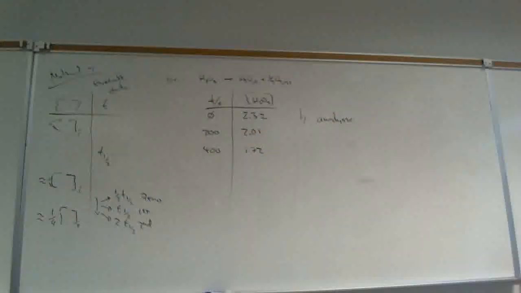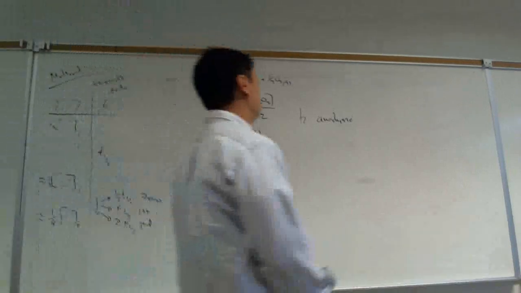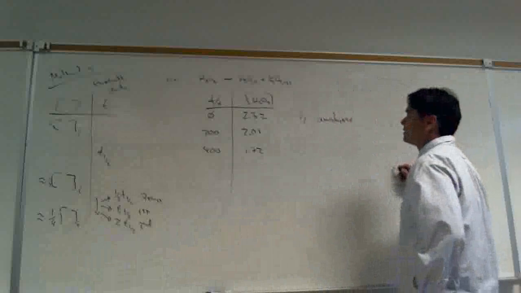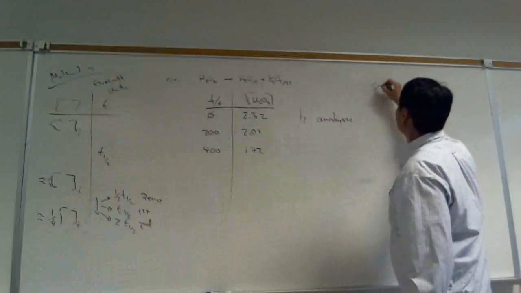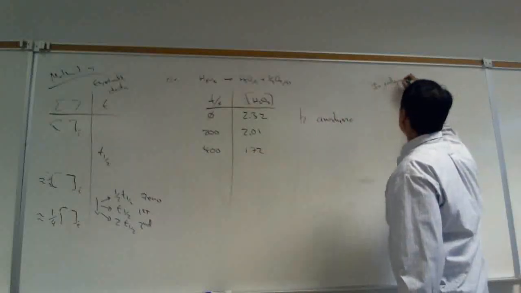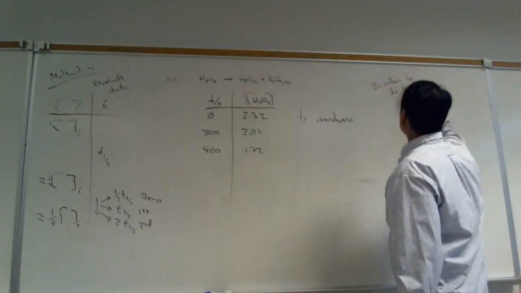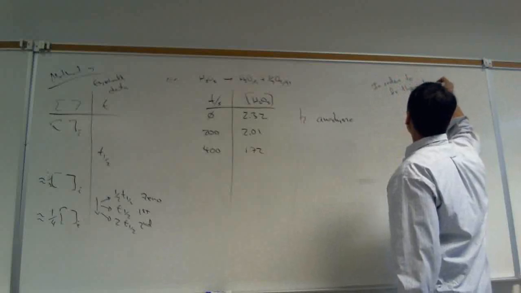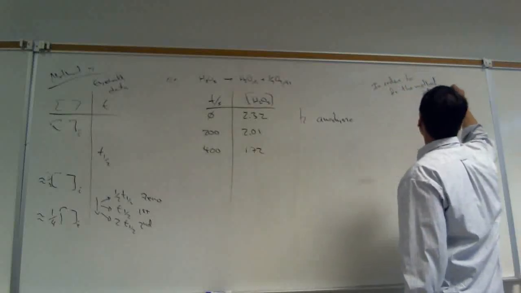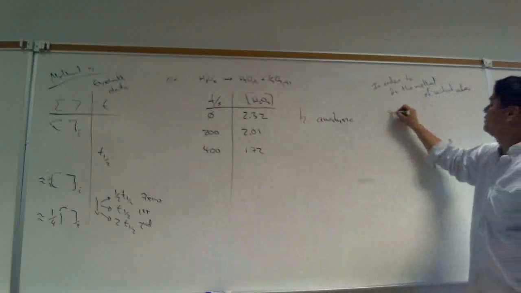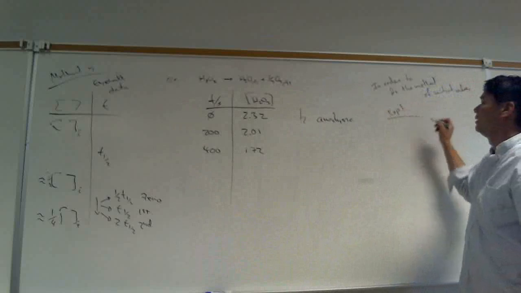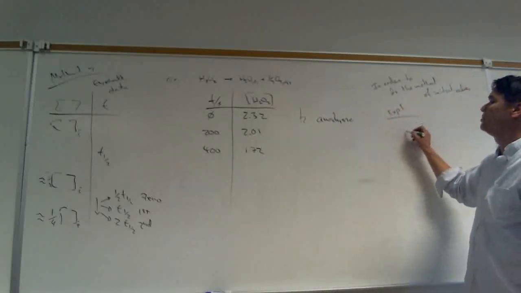Sometimes what they do is they make life a little bit easier for you. If you wanted to do the method of initial rates, we would have needed 2 experiments. And so let me talk about that just briefly here. In order to do the method of initial rate, that requires work, right? Because what we have to do is we have to do experiment 1. Experiment 1, let's say we're starting off at 232.